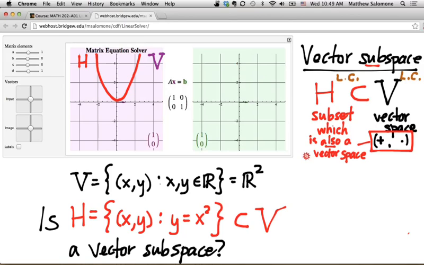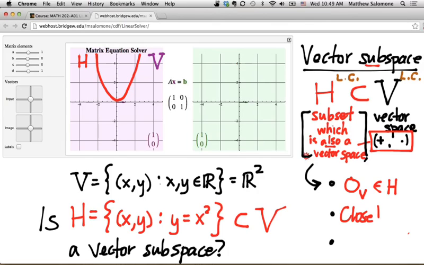So when Lay makes this definition in the book, he takes this contention right here, that H is itself a vector space, and he breaks it apart into three important bullet points. What were those three important bullet points? The zero vector of V must belong to H. Okay. H is closed under vector addition. That is, for each u and v in H, the sum u plus v is in H.